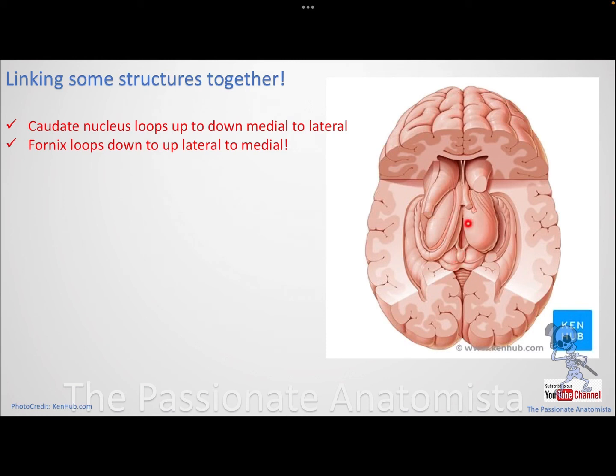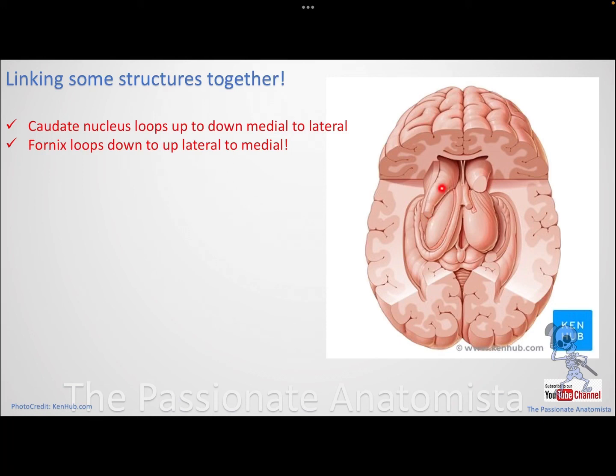Remember that in the core here, you guys have the thalamus. Remember when we took the caudate nucleus, it was turning around. It was coming from up to down, and it was lateral to the thalamus. And the fornix is the opposite. It brings information from the hippocampus down there, and it wraps around the thalamus from down to up and medially. By that, you guys know everything that happens deep in your brain.